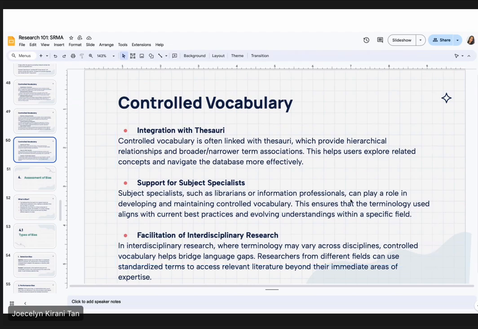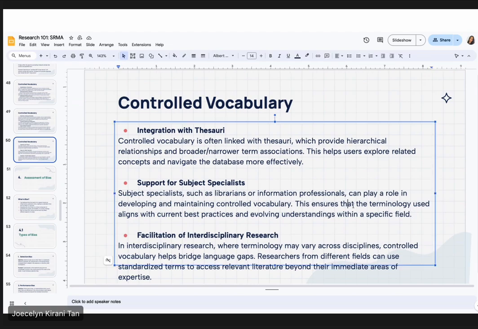So, again, the controlled vocabulary can be influenced by librarians and information professionals. You have to make sure that it aligns with current best practices and evolving understandings. If I'm not mistaken, in the UK, for example, you used to use the word blind for people who can't see very well, but I think recently they've changed the term to severely visually impaired. So it's good to keep on top of these things, because sometimes the terms that are used change depending on the social context over time. So that's what this means.